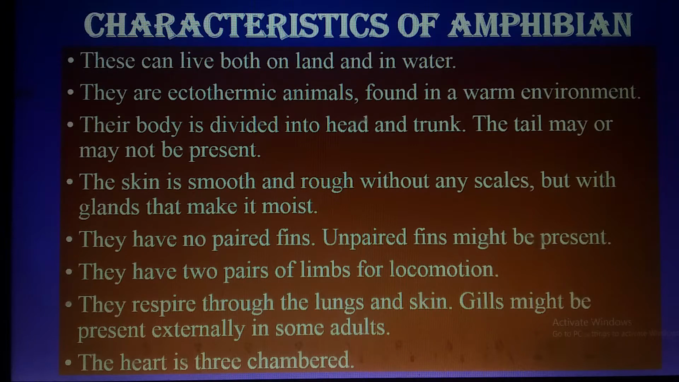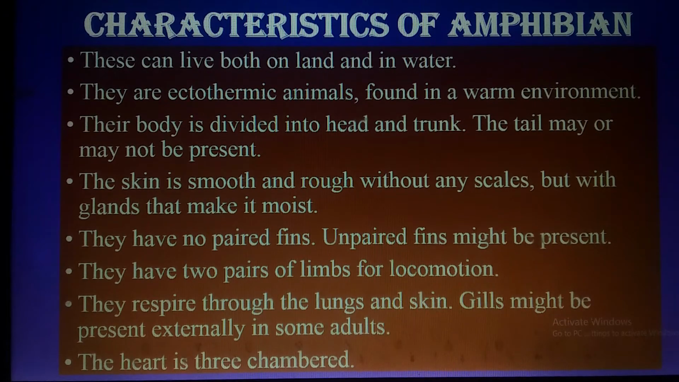The skin is smooth or rough, without any scales. Like you see in Pisces, in fishes, the body is covered with scales, but the amphibian body is without any scales, but with glands that make it moist. They have smooth, slippery skin, and this skin is provided with glands, and these glands produce secretions which keep their skin moist. Their skin plays a very important role in respiration. I will discuss it later on.